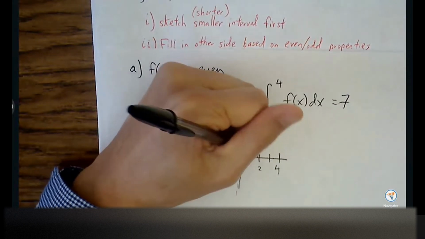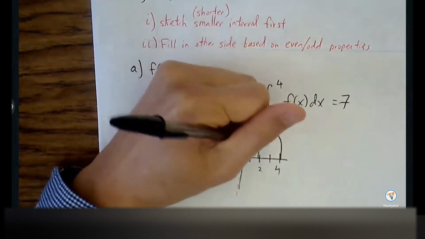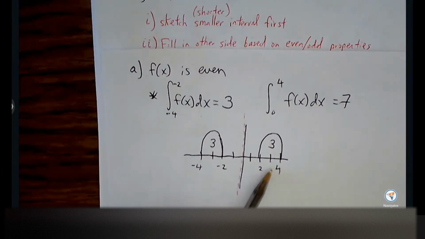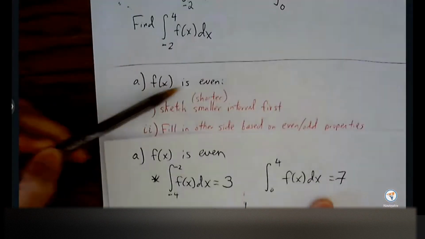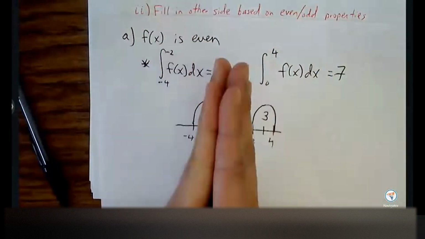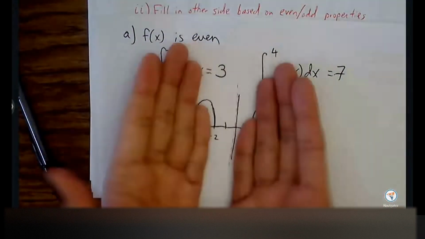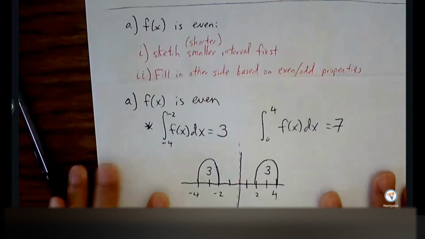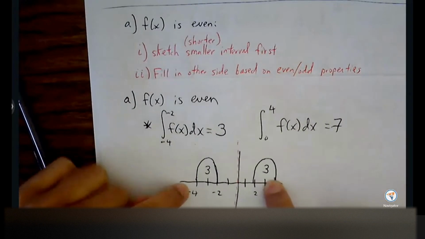Wait, why is it here? What's the question? Why was it here? Oh, why is this over here? Yeah. Because it's an even function. Right. So even function means you're going to get mirror image, the duplicate on both sides of the y-axis. All right, so we've done everything we can with this shorter interval. Are we good here?